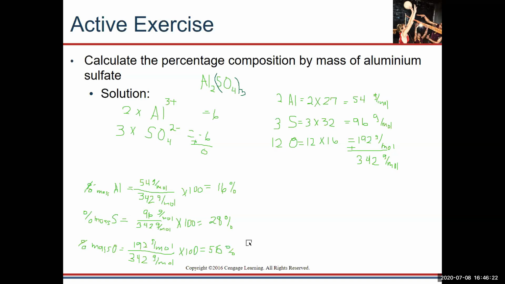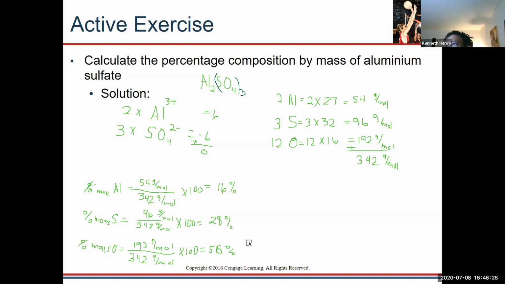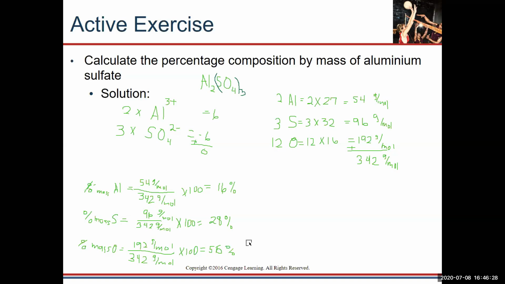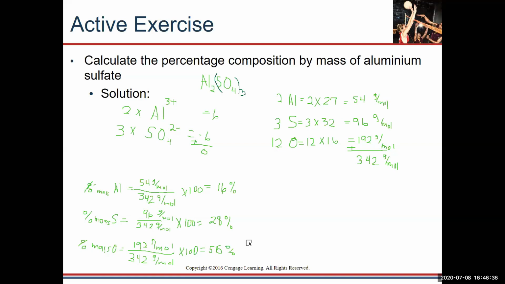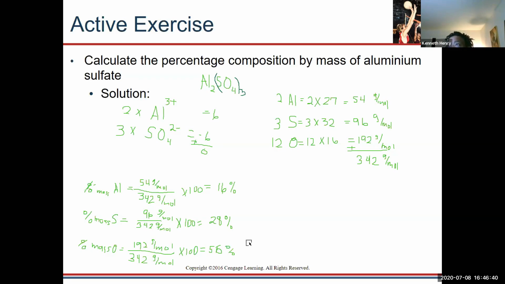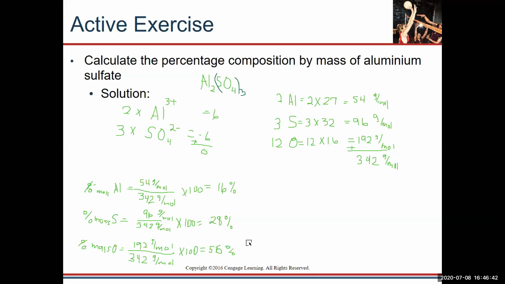This isn't part of exam 2, is it, Dr. Henry? This is part of exam 2. Oh, it is? Okay. You're going to have a lot on nomenclature, right? More focus on the nomenclature, but you're going to have some questions dealing with this.